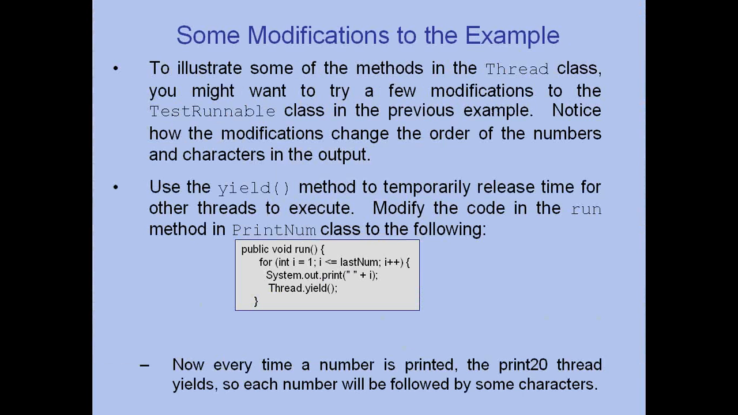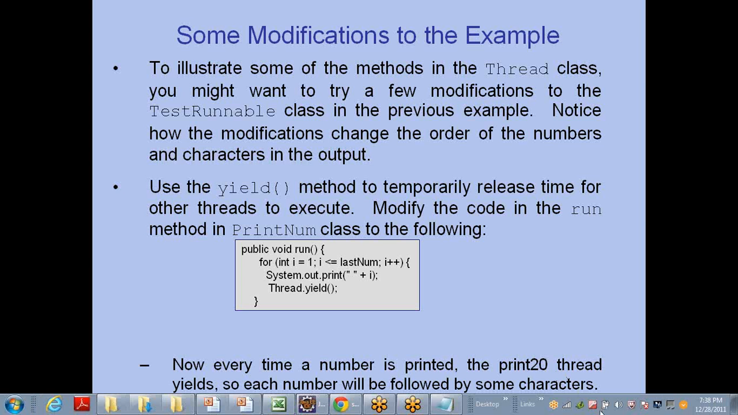Now let's do a little bit of modification to the earlier example. To illustrate some of the methods in the thread class, you might want to try a few modifications. The one we want to do is use the yield method. So let's say in the run method, you did this Thread.yield. Yield is a static method from the thread class, so you can directly call it using the class name dot method name.